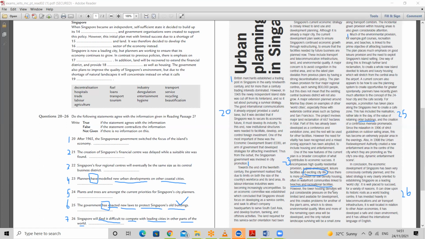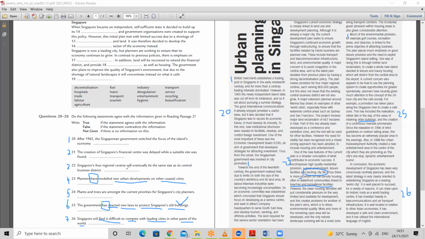Right, so we're going to look at one more question this time, and I'm sure the rest you can decide by yourselves as a practice. Okay. Now let's look at question number 22. Looking at this statement, it says that Singapore's 4 regional centers will eventually be the same size. So they are talking about the size of the 4 regional centers as its central business district. Okay, so they're comparing the size, the same size. The 4 regional centers, same size as the central business district.